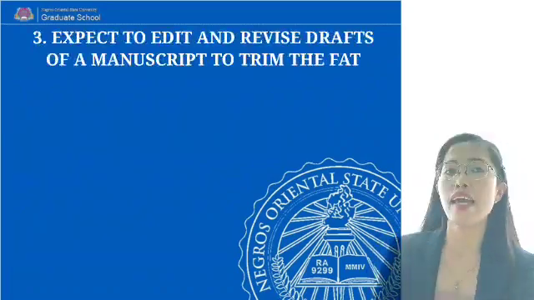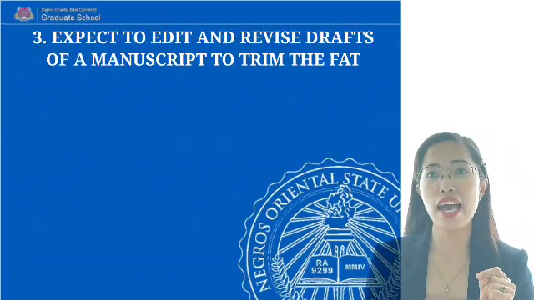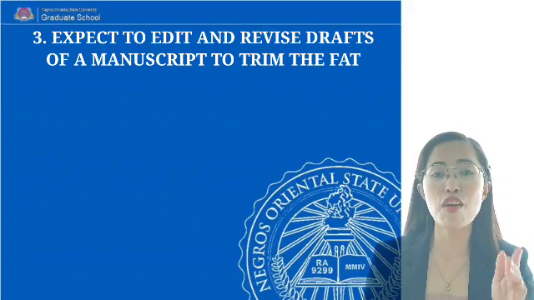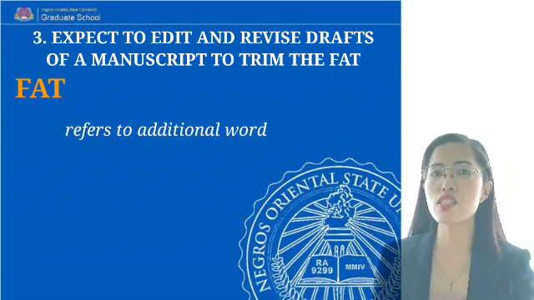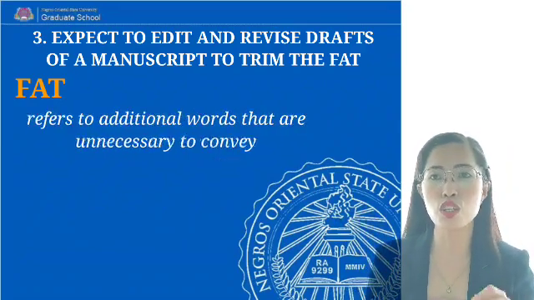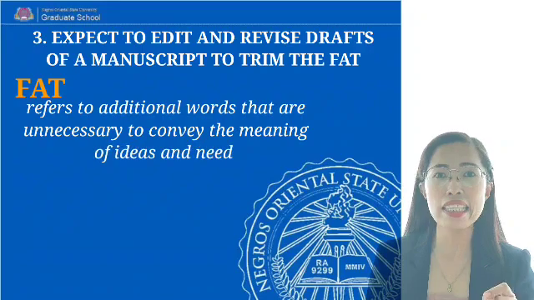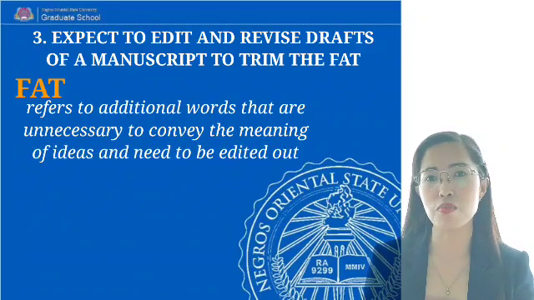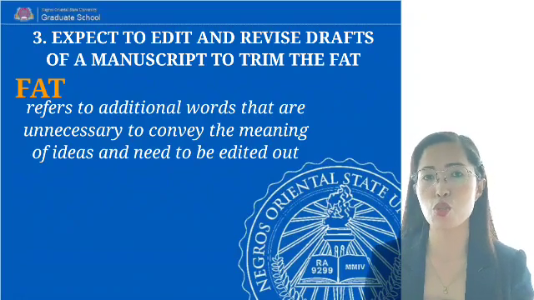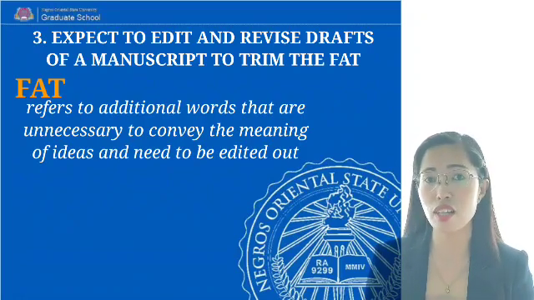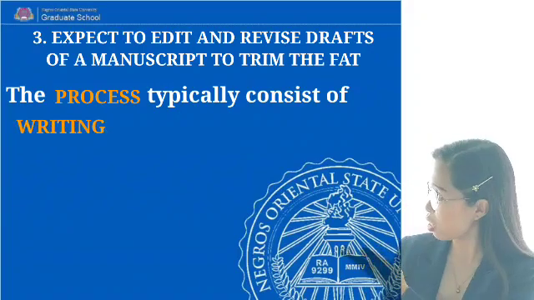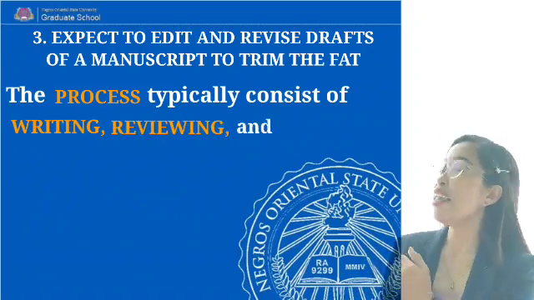And the third one is to expect to edit and revise drafts of a manuscript to trim the fat. The fat refers to the additional words that are unnecessary to convey the meaning of ideas and need to be edited out. Writing multiple drafts of a manuscript is standard practice for most writers. So is it okay to write many drafts of your manuscript? The process typically consists of writing, reviewing, and editing.